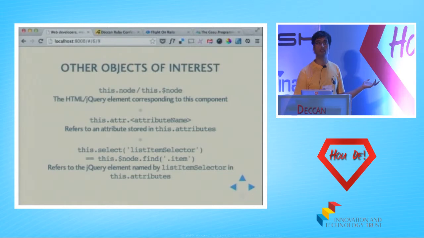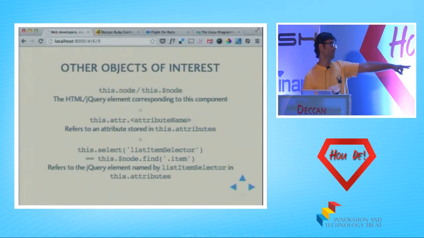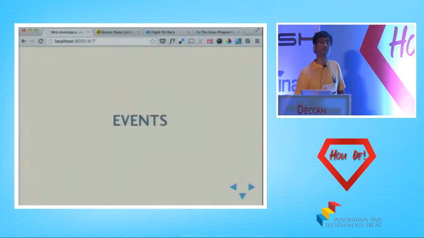This.node is the node on which your component is bound. You can select your attributes that you set in this.attributes using this.attr, and then you can select them that way. That's the syntax. So events, now the backbone of how Flight works.